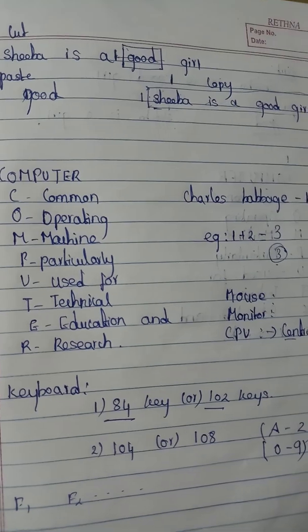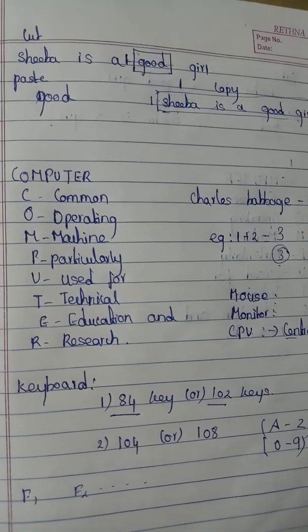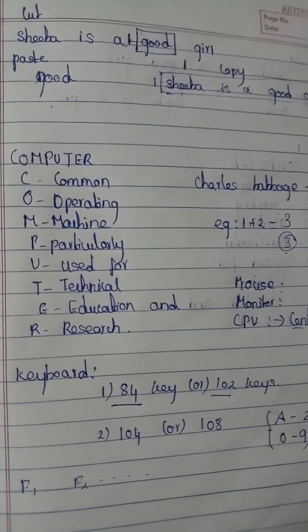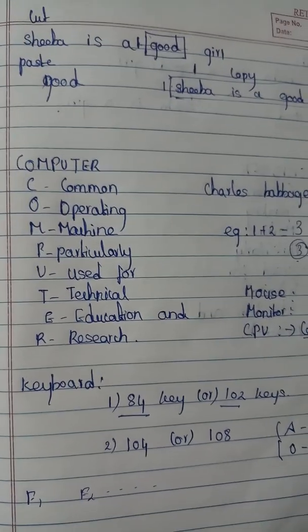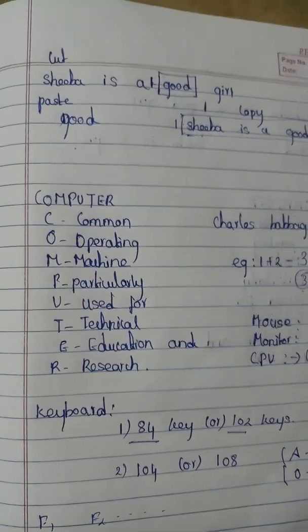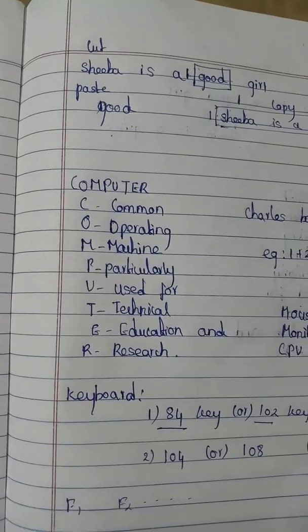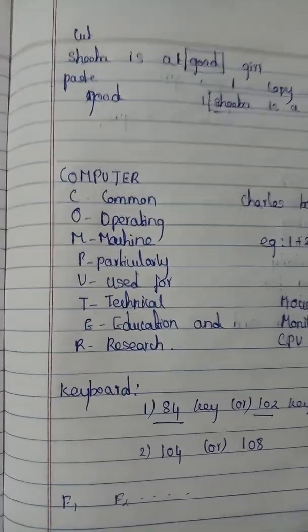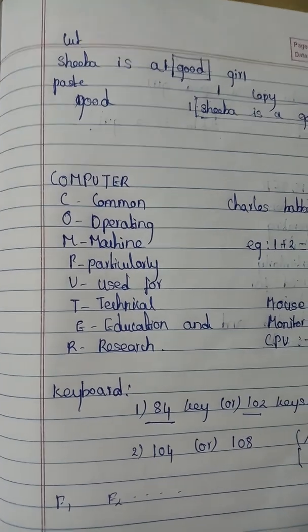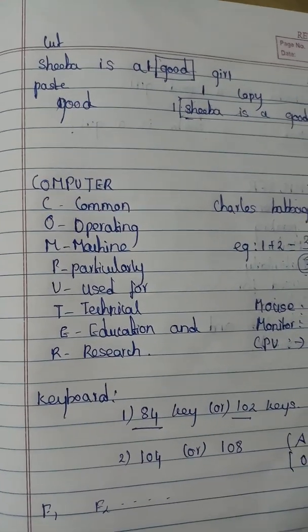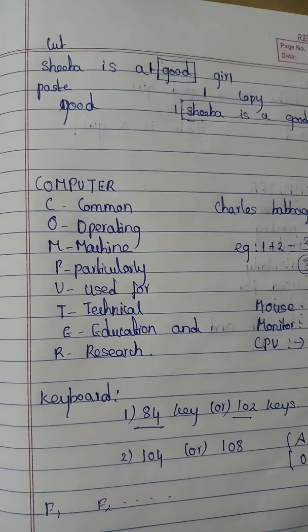Okay, tell me, what are the parts of the computer? Yes, keyboard, mouse, monitor, and then CPU. What is the abbreviation of computer? Common operating machine, particularly used for technical education and research purposes.